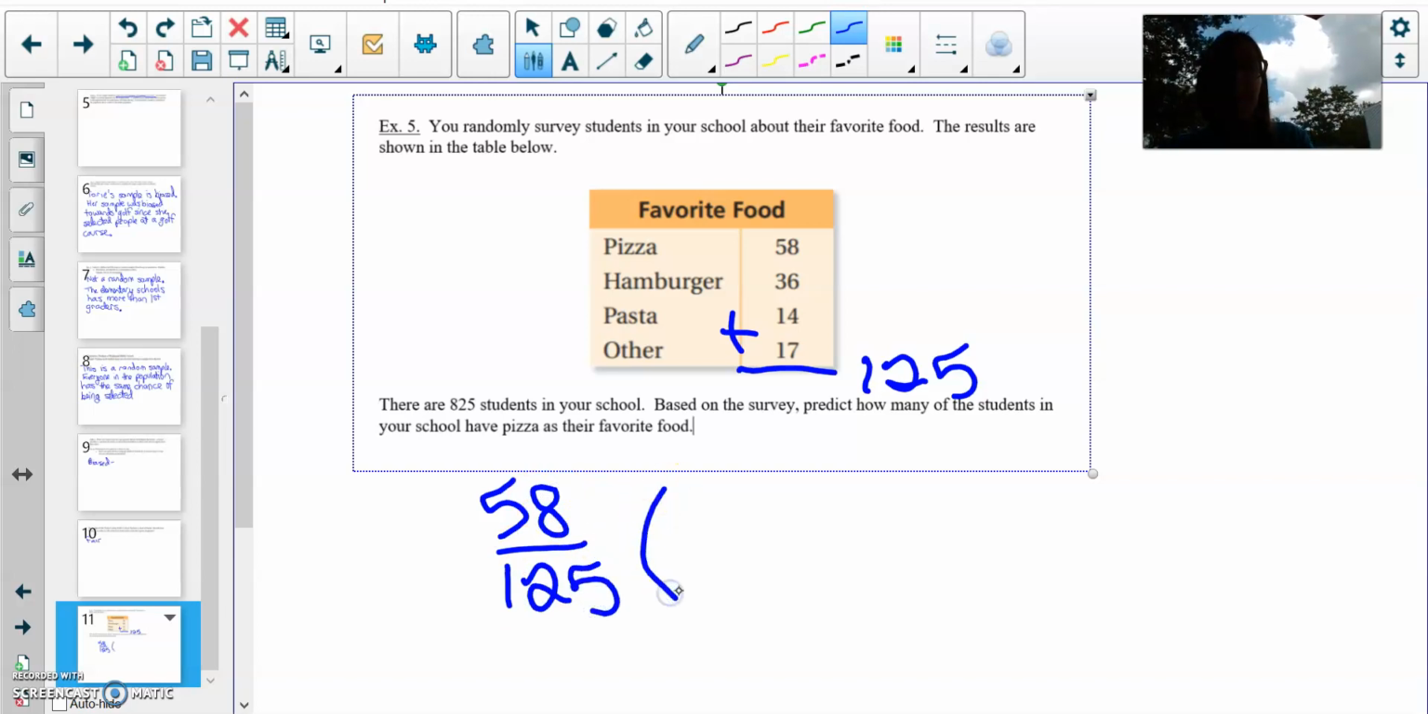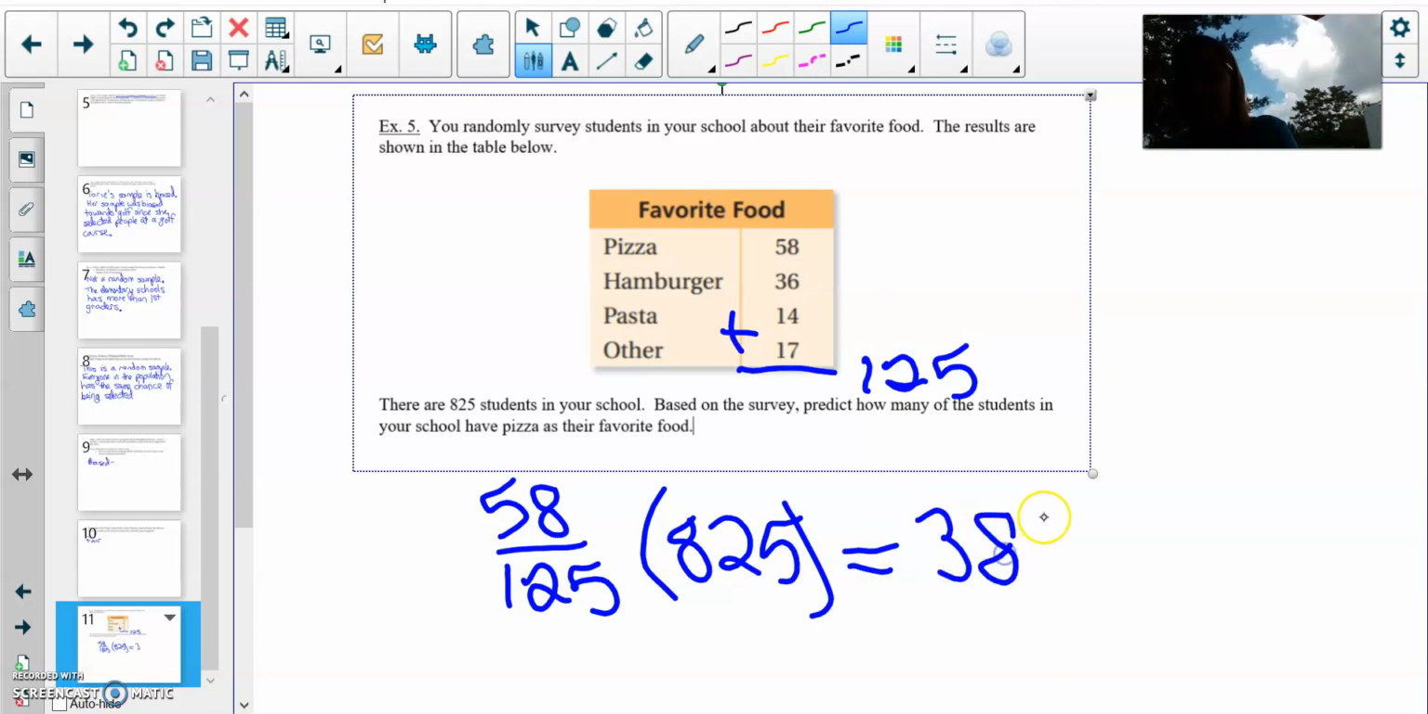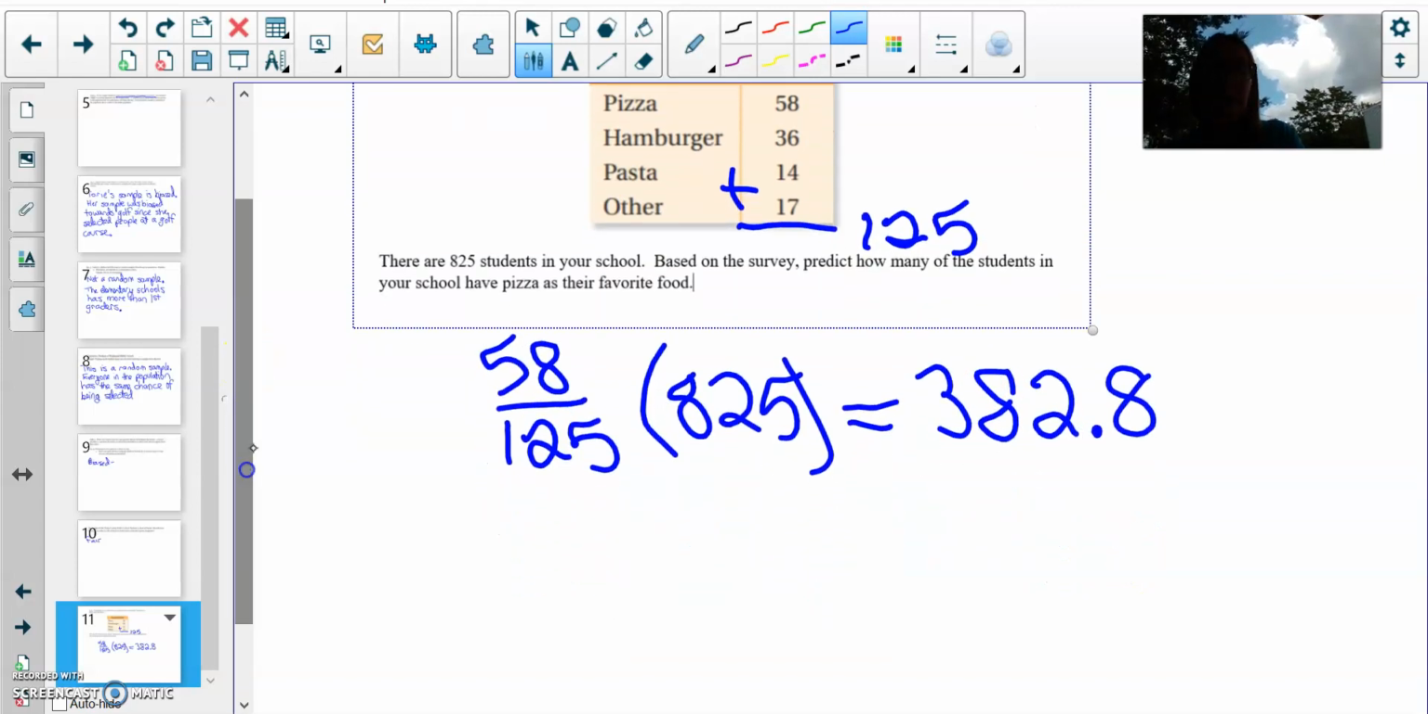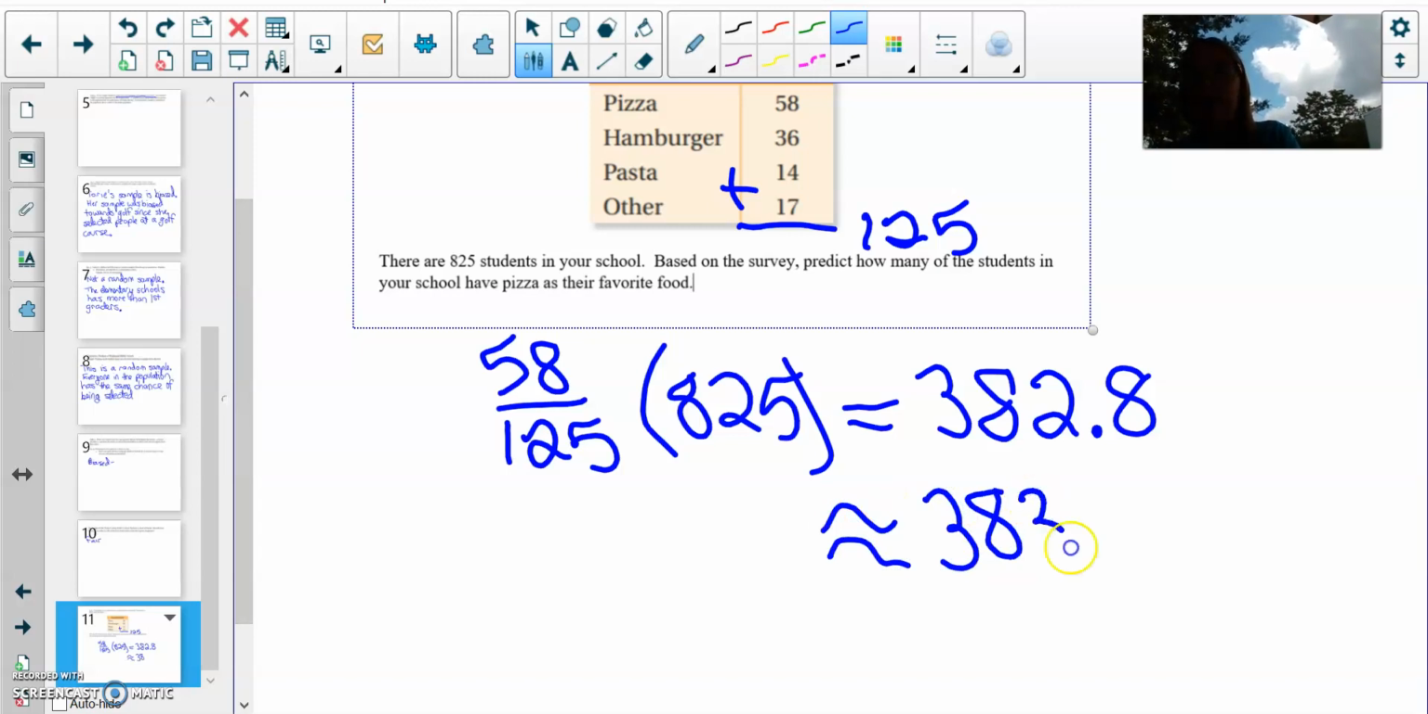And I'm going to multiply that fraction by the total students in the school, which they told us was 825. So I'm using my fraction key and I'm multiplying it out. And I get that there would be 382 8/10. And in this context, we have to realize we have to round, so it would be approximately 383 students would prefer pizza.